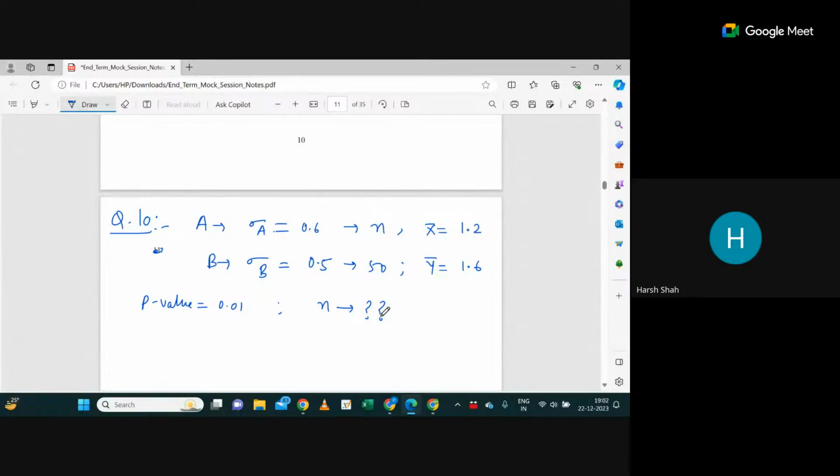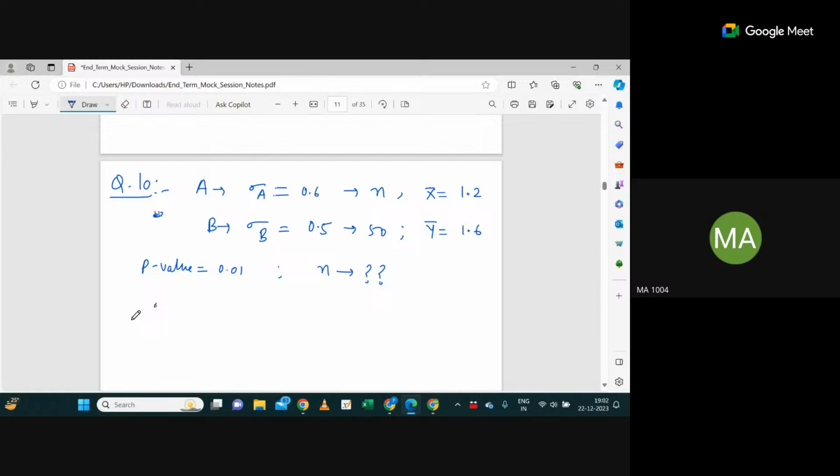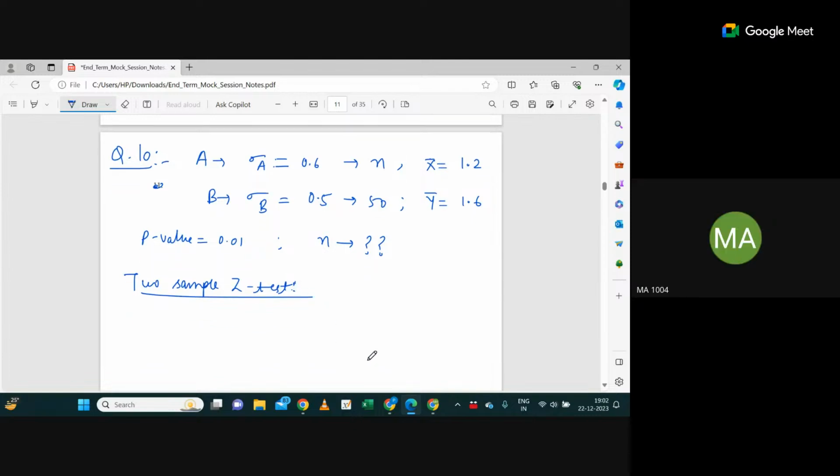Z test. What kind of Z test? Two samples. Why are we taking two samples? Because it's given for two different machines, right? So I will apply a two-sample Z test. Why Z test, why not T test? Because the variance is known, the standard deviation is known.